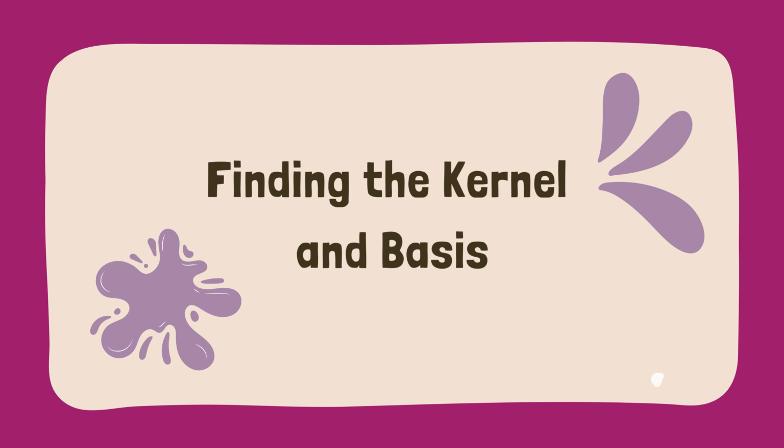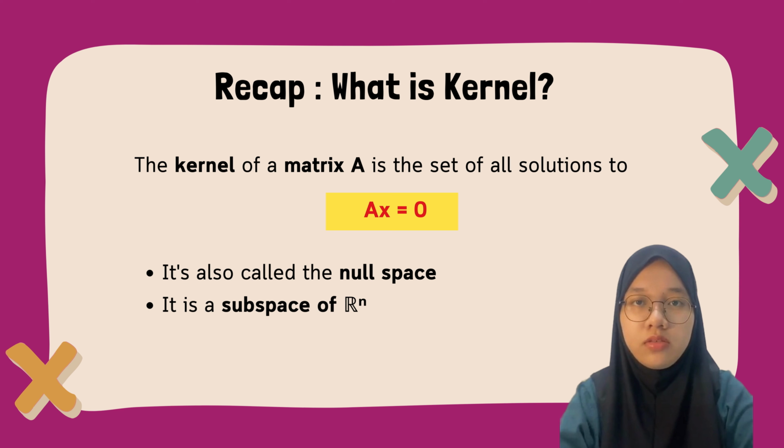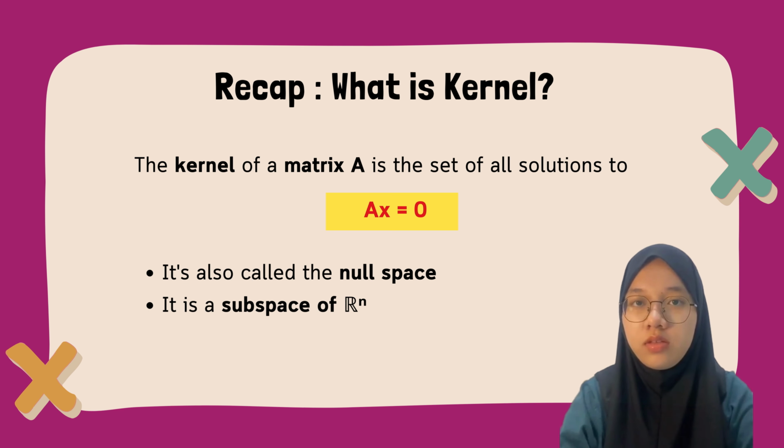Finding the kernel and basis. Hello, let's quickly recap what it means to find the kernel of a matrix. The kernel of a matrix A is the set of all vectors x that satisfy Ax = 0. It is also known as the null space and forms a subspace of Rn, which includes the 0 vector and is closed under addition and scalar multiplication.